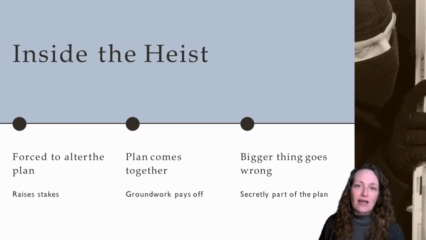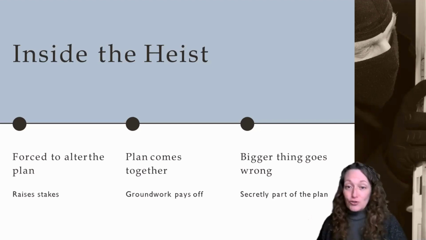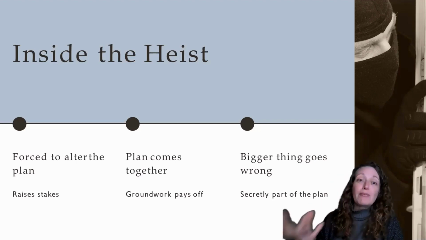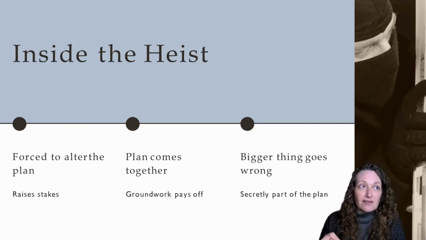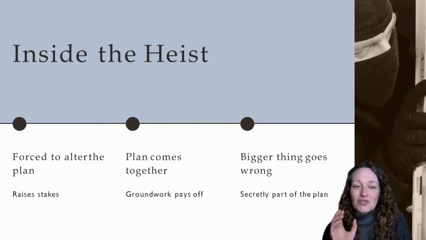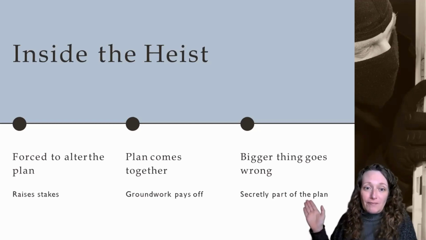Because as the plan is coming together, generally speaking, this is where they are intersecting with variables that are outside of their control. Usually, there is a person, the mark, the bad guy, that is the avatar of what can go wrong. So as the plan is coming together, then this bigger thing goes wrong.